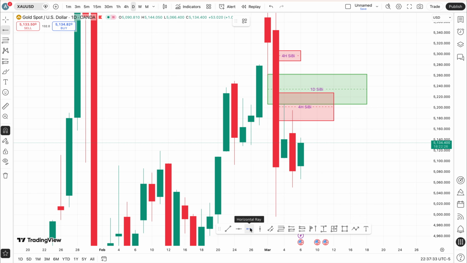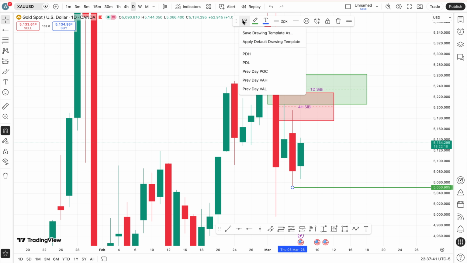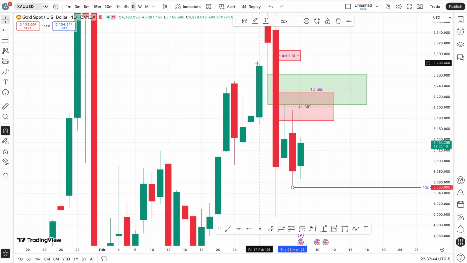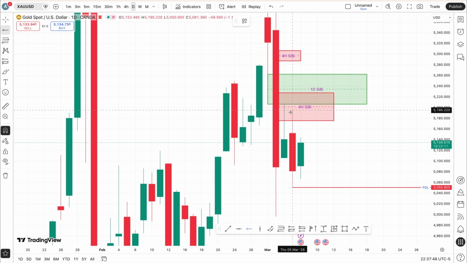As usual, the first thing we do is mark the previous day's high and the previous day's low. We are on the daily chart. The previous day low is marked at 5050.9, while the previous day's high is marked at 5195.5.